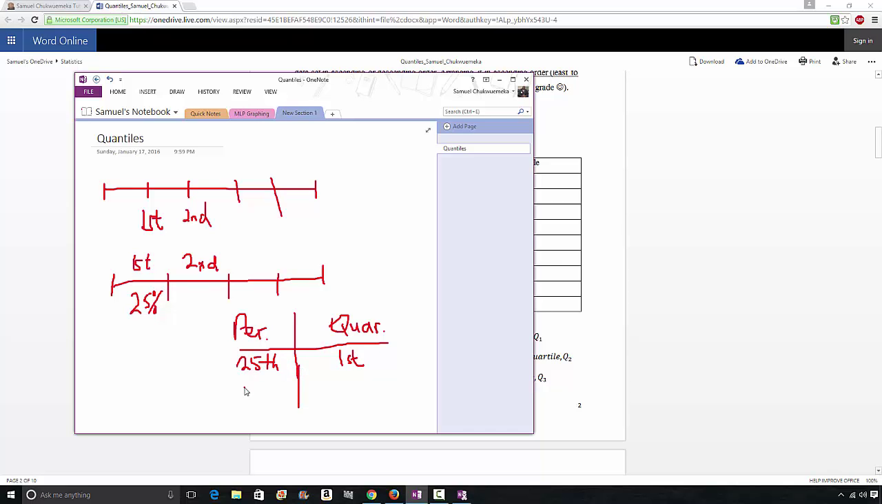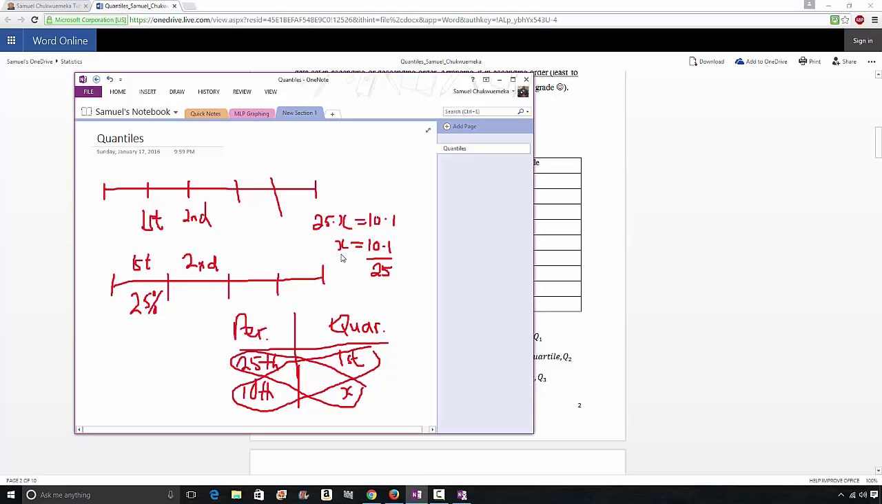So the 10th percentile, what is it going to be? You could do proportional reasoning, you could do cross products. 25 times x is equal to 10 times 1. So your x will be 10 times 1 divided by 25.